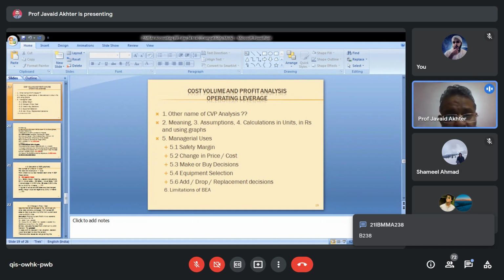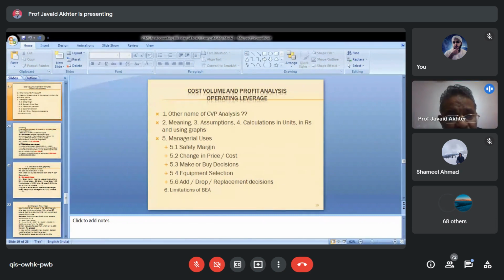Is this fine? Shall I move, or do you need any clarification up to this stage? Okay, good. Then the meaning I have explained. Second, to be explained is the assumptions.